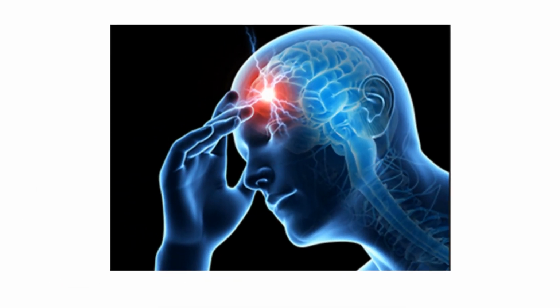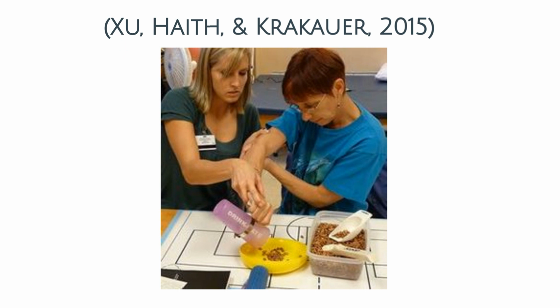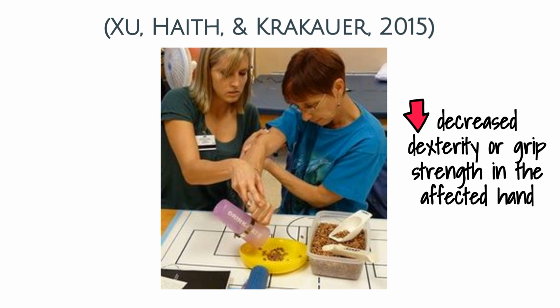Now let's take a look at what happens to the motor control of an individual after a stroke. Damage to the premotor and supplementary motor areas after a stroke can cause interruptions to motor signals traveling from the cortical spinal tract to motor neurons. According to Zhu, Hayth, and Krakauer, decreased input to motor neurons following a stroke can cause hand impairments such as weakness and loss of control, resulting in decreased dexterity or grip strength in the affected hand.